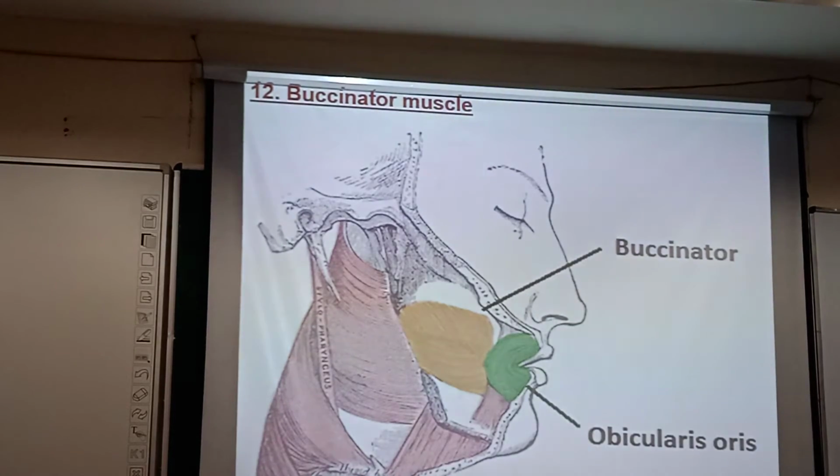Coming to buccinator muscle, it takes its origin from the posterior part of the oblique line situated on the anterior surface of the mandible. On the mandible, there is an oblique line on the anterior surface of the body and ramus, from the posterior part, and this one is the pterygomandibular raphe. From the pterygomandibular raphe, this buccinator muscle takes its origin and gets inserted into the orbicularis oris muscle. It is also known as trumpet muscle or blowing muscle.